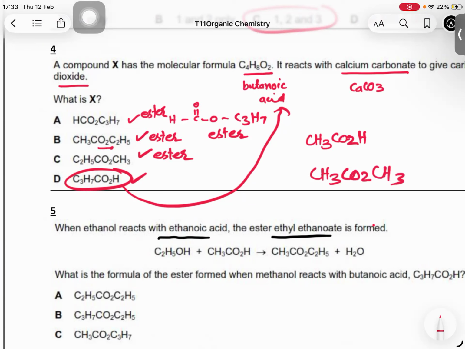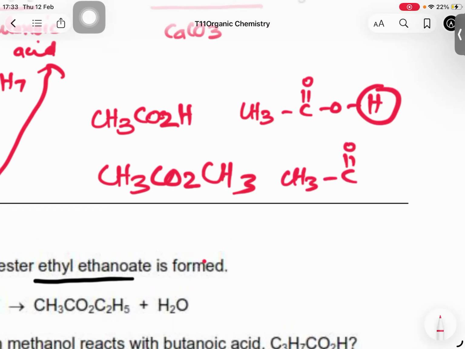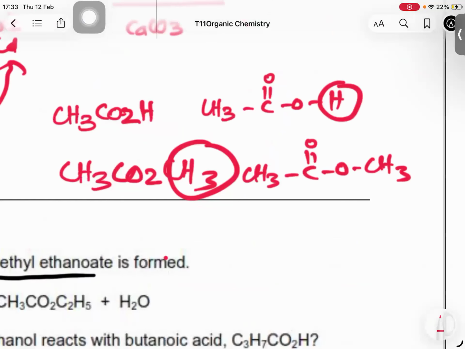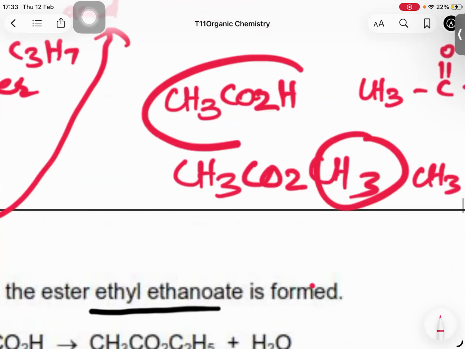CH3CO2CH3, it's an ester because CH3CO and then H in the first case, and in this case CH3COO and then again CH3. Do you get it? So this is the difference. CH3 C double bond OH. So the answer is D. I hope now you will be able to identify the ester later on. जब CO2 के बाद H आ जाए तो acid है, CO2 के बाद C आ जाए तो ester है.